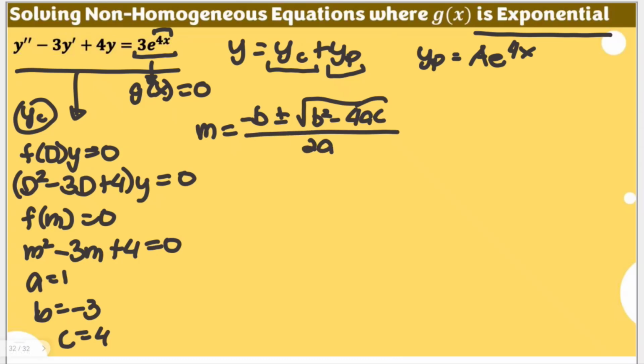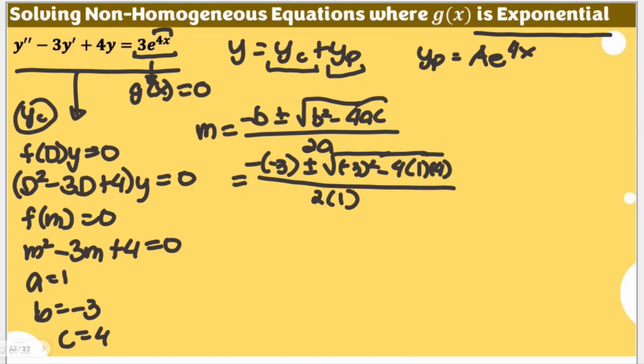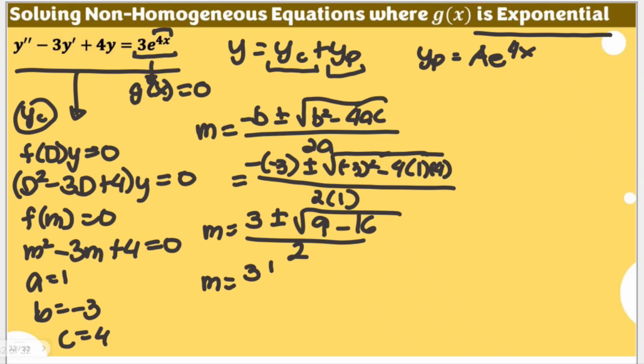Let's see what would be the roots here. Negative of negative 3 plus minus the square root of negative 3 squared minus 4 times 1 times 4, all over 2 times 1. So you have positive 3 plus minus the square root of 9 minus 16, over 2. Then you have 3 plus minus square root of negative 7 over 2. With this in mind, we can identify that our roots are imaginary because we have a square root of a negative number.